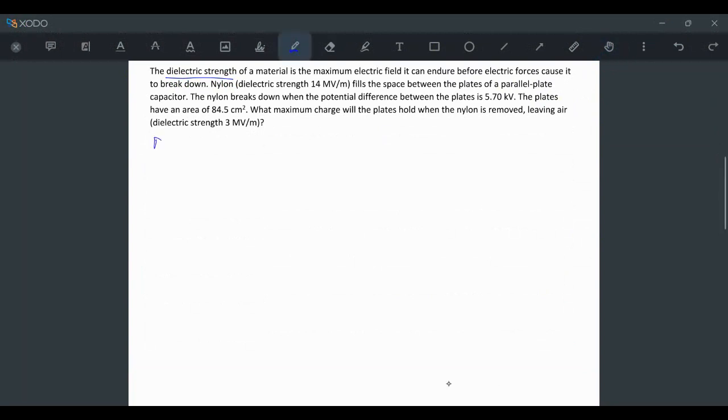Okay, so let's give it a name or a variable. So dielectric strength, because it's the maximum electric field that a material can endure, I'm going to call it Emax.